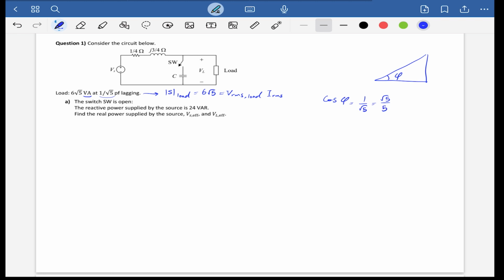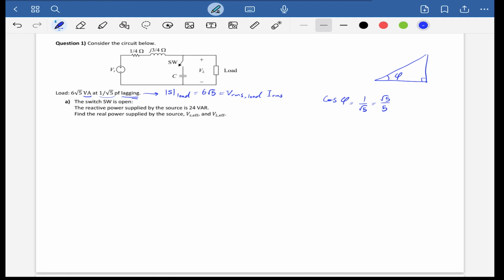So what do we know from this triangle? So why does it say also lagging? Since it says lagging, then the reactive power should be positive. So our triangle should not be in this form. Okay, this is Q, which will be minus, but here it is positive Q. So we need to keep this in mind.